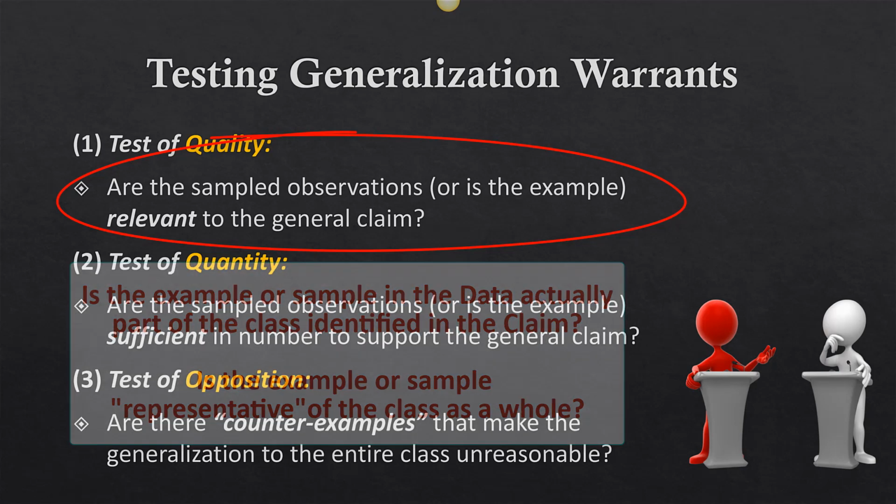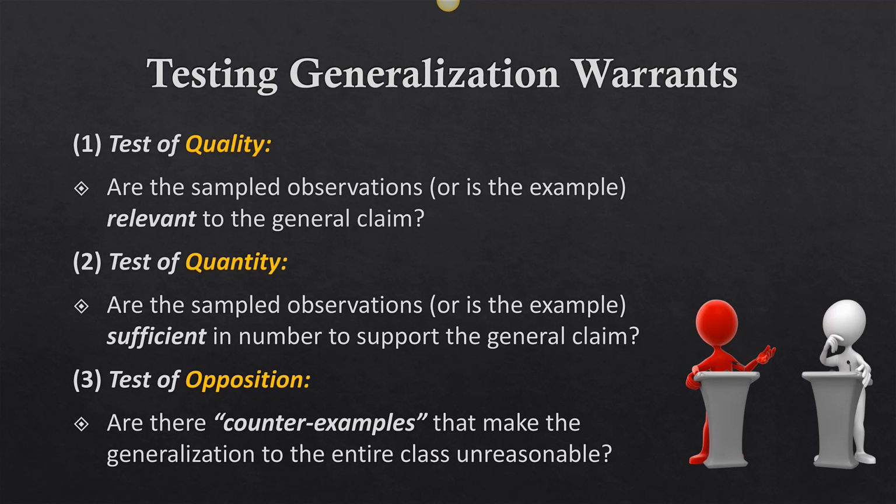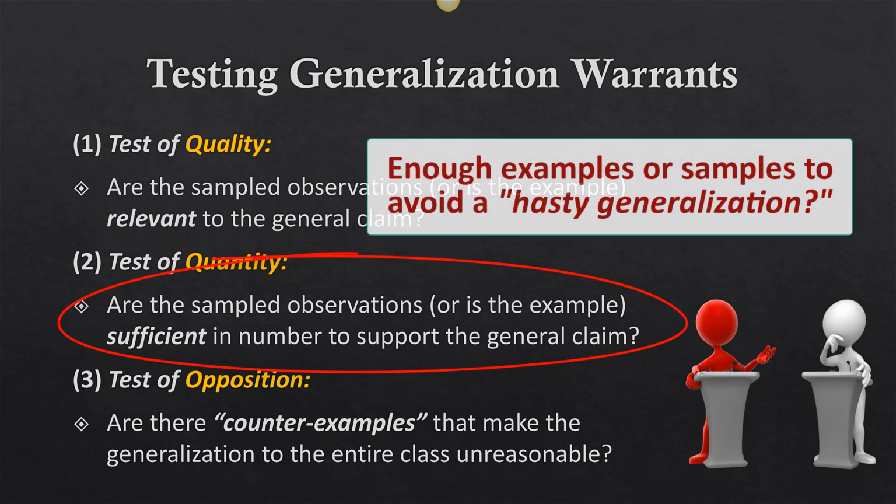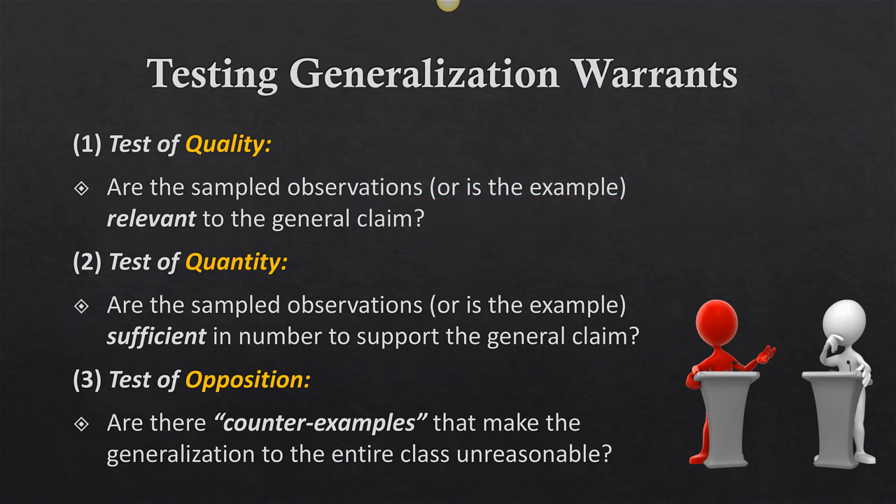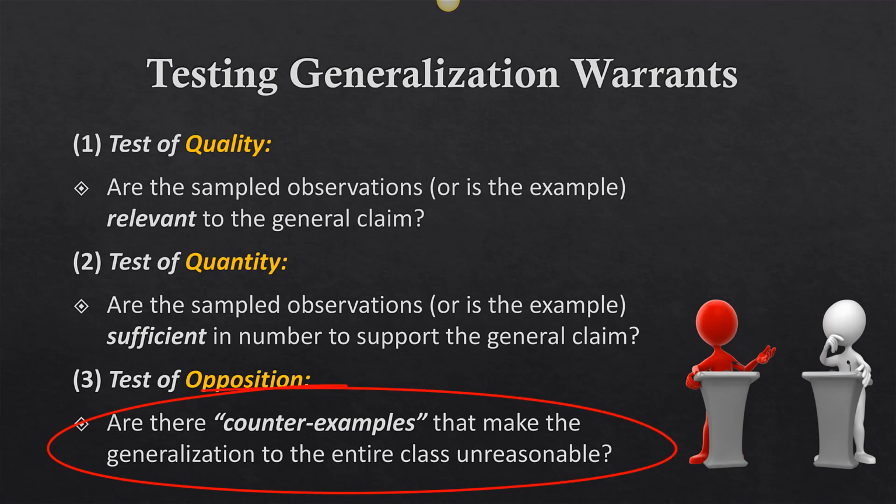When we want to test a generalization warrant for quantity, what we have to do is ask, are the sampled observations or are the examples that are provided sufficient in number to support the general claim? Do we have enough to go on, or are we possibly at risk of engaging in a hasty generalization fallacy? And finally, when we want to test a generalization warrant for opposition, we have to ask ourselves if there are counterexamples that make the generalization between the example or sample to the entire class unreasonable.